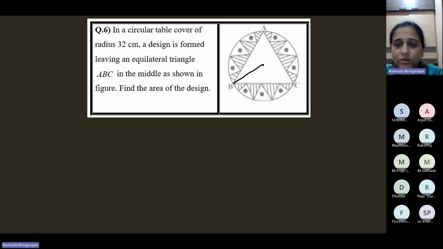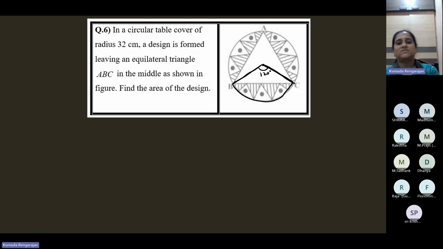Equal chords subtend equal angles at the center. So this one is 120 degrees. Next, find the area of the sector. 120 by 360 into pi r square. We'll get the area of the sector. From that, take away the area of the triangle. Area of the triangle will be r square sine theta by 2 cos theta by 2. Sector minus triangle, you'll get the area of this design. This answer you multiply by 3 to find the area of the entire design.